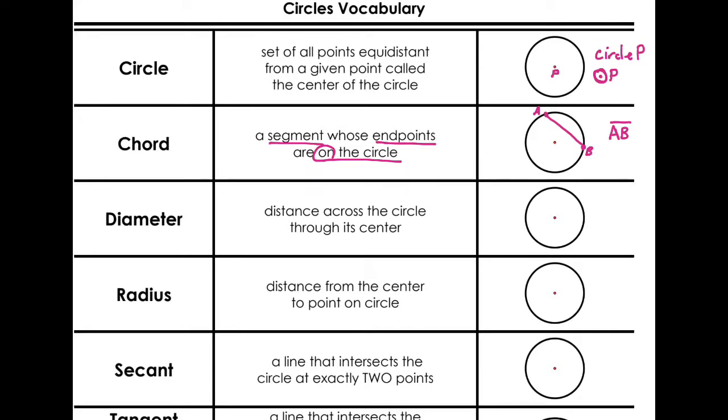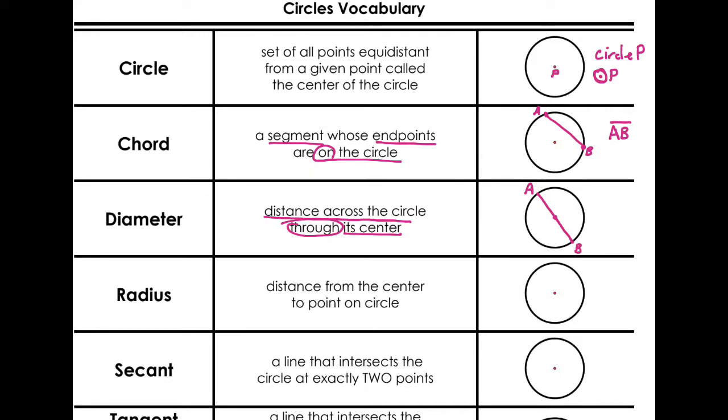So hopefully diameter is very familiar to you. You should have heard it in other classes up to this point. So a diameter is, just like it says here, the distance across a circle, but through its center. So notice I went through the center there. So it kind of is like a chord, being that it does have endpoints on the circle, but it's special because it goes through the center.